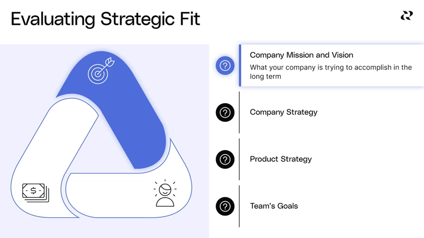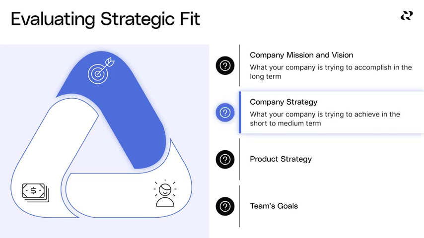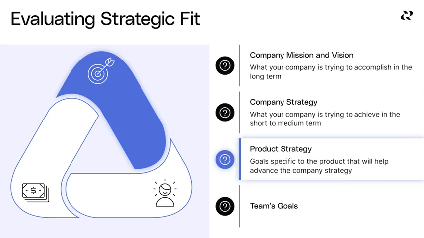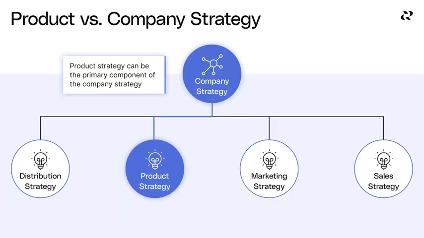In contrast, the company's strategy includes the things that your company is trying to achieve in the short to medium term. The product strategy encompasses specific goals to the product that will help advance the company strategy. The product strategy may be the primary component of the company strategy if the company is product-led. That means the product is the most important piece of the company. However, this is not always the case. Companies can be distribution-led, marketing-led, or sales-led, depending on what they prioritize.